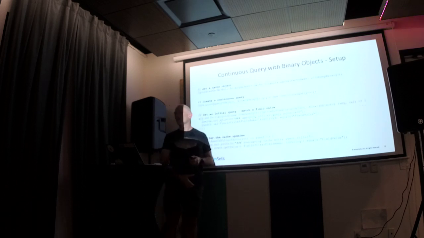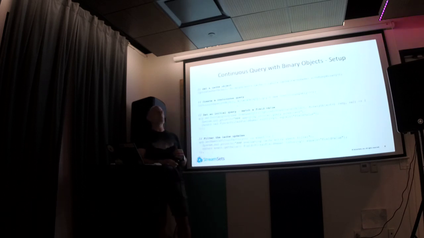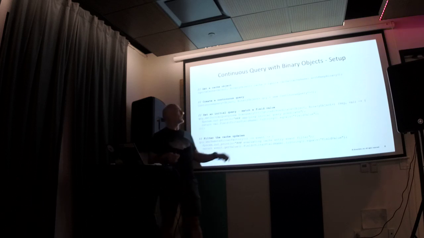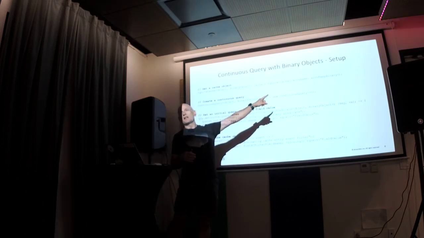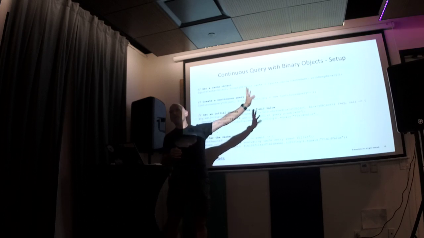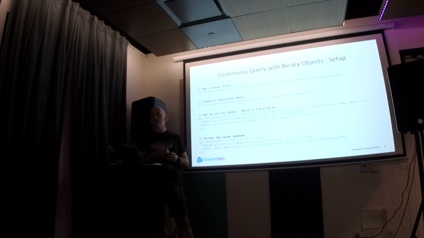So we get to see some code. It might not look too great at the back, but this isn't crucial. I'm just illustrating how we start to put together an application. So at the top here, we're getting the cache object. And the crucial thing here is that you have to tell the system, I want to keep that binary object format. I don't want you doing anything clever with Java objects.